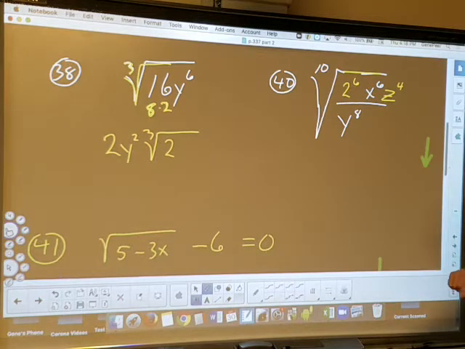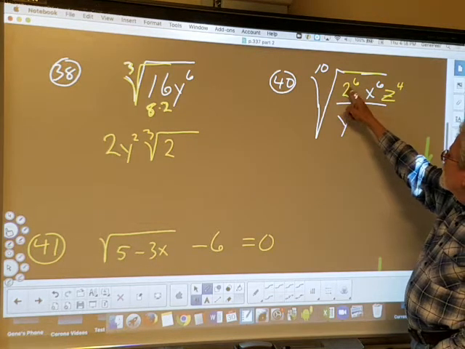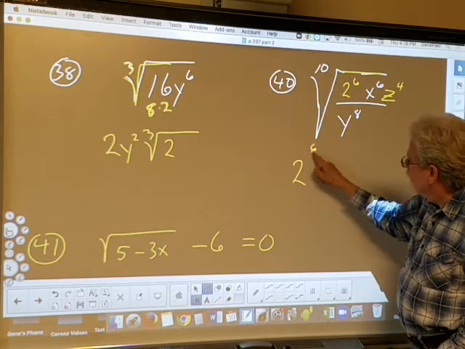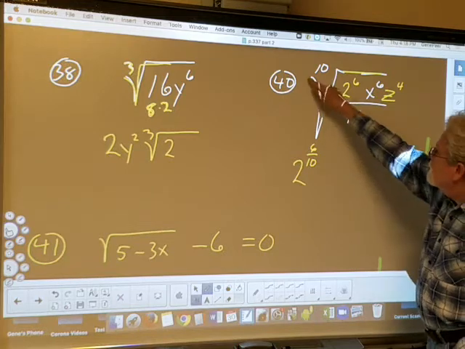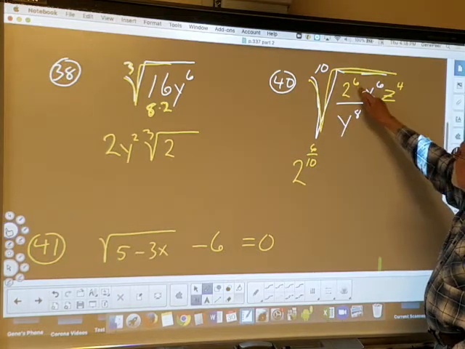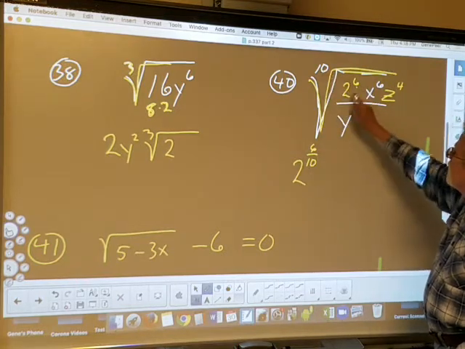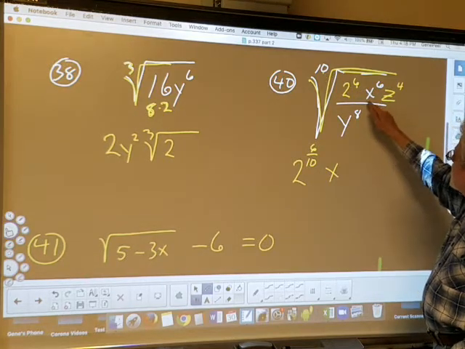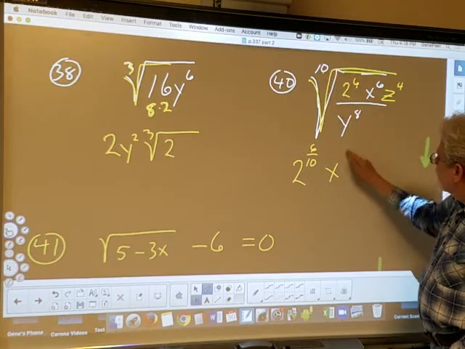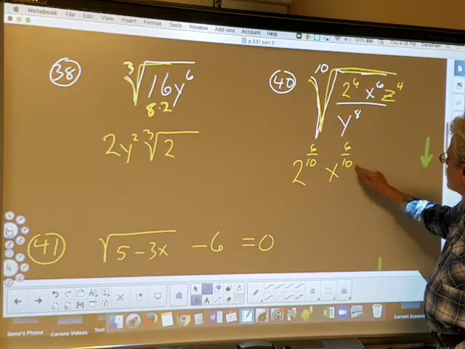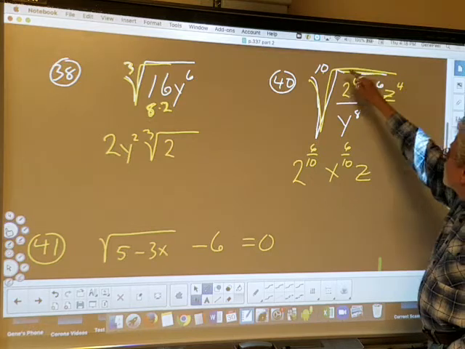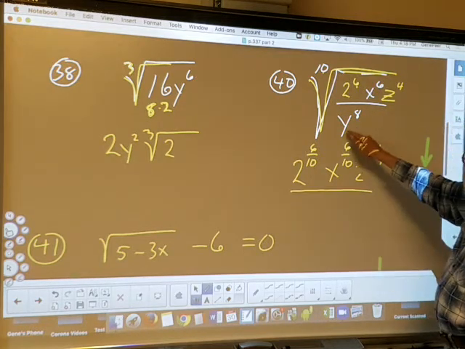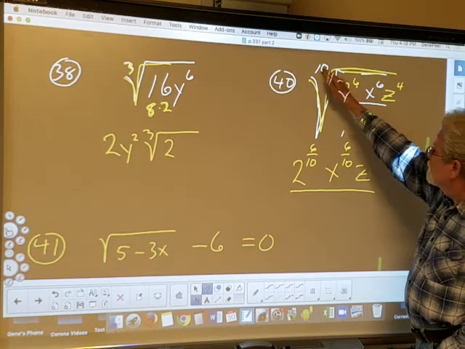Now what do we have? I have 2 to the 6 tenths, changing the radical form into a rational exponent, 6 over 10, times what? X to the 6 tenths, times z to the 4 tenths, all over y to the 8 tenths.